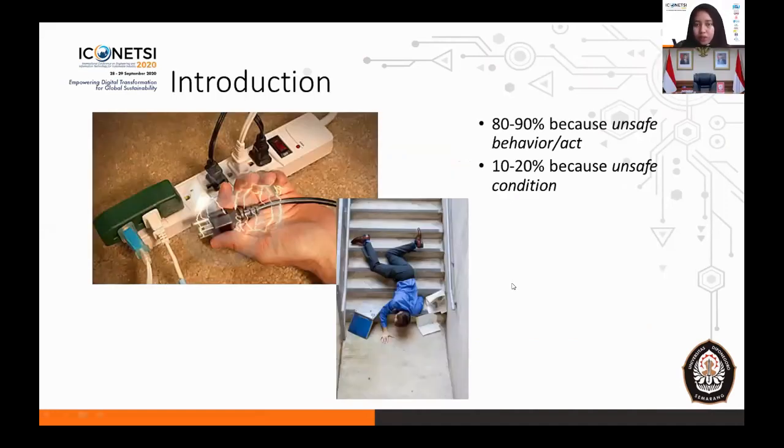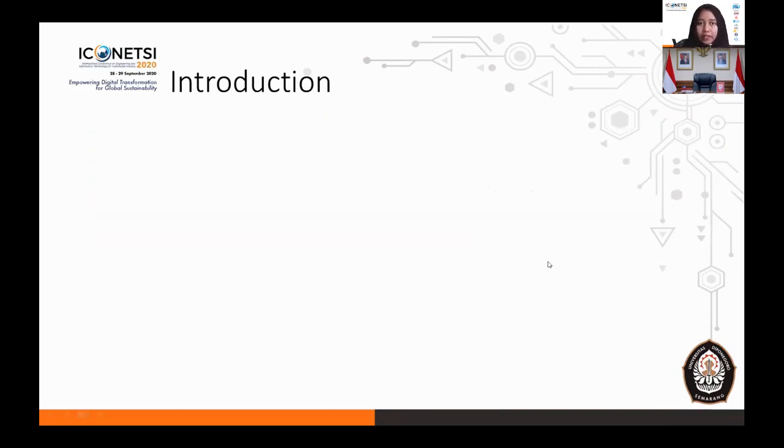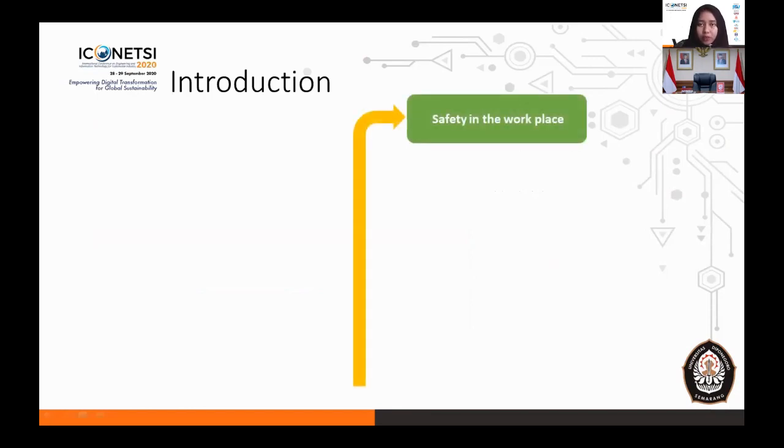At first, we found that there are accidents in every workplace. We can find them around us. 80 to 90% of them come from behavior or acts, and 10 to 20% are because of the condition. As the background of the research, the first is about safety in the workplace. Safety has become an important issue that must be considered. If we realize the importance of safety in the workplace, we can make a prevention concept to reduce the risk from a variety of hazards or threats that possibly come to the workplace.